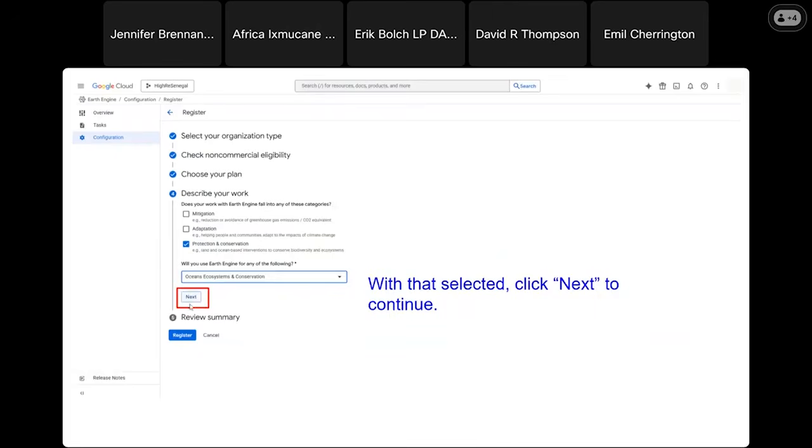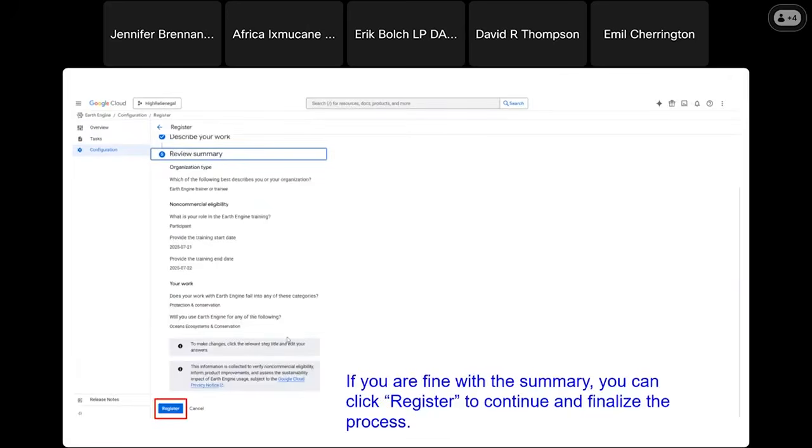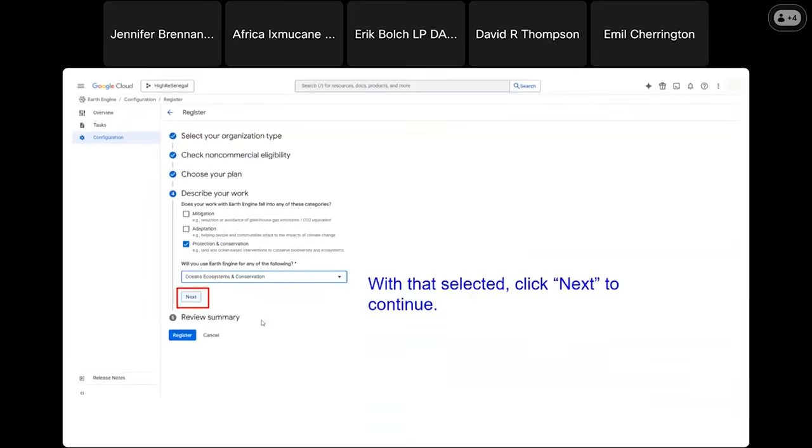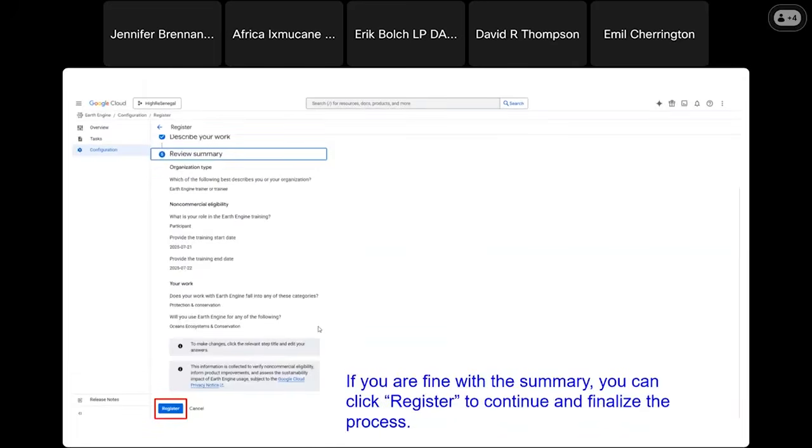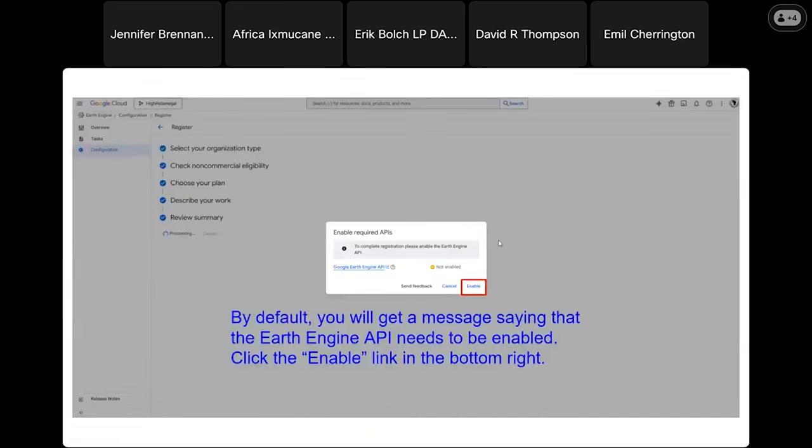You're going to then see that next button again. You click that, and after you click next on that, you're going to have a summary. If the summary looks good to you, you can click that register button. And then one more prompt is going to come up indicating that for Earth Engine to work, the API needs to be enabled.